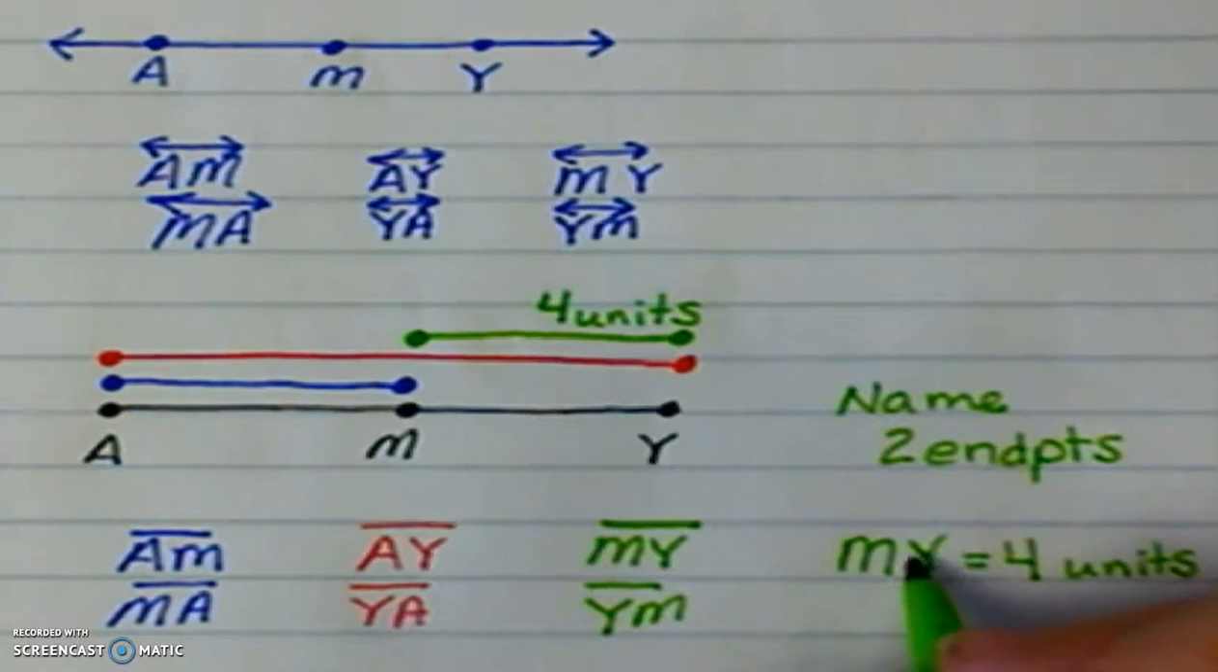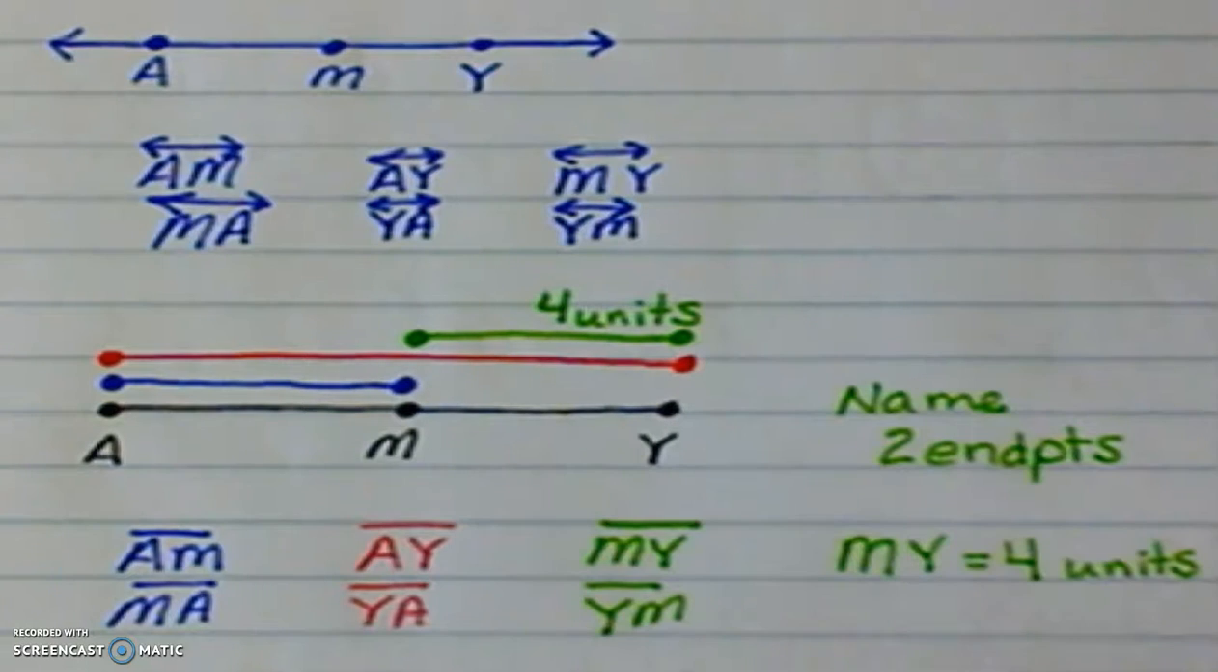Now the bar does not have to be over it, because that means I know I am referring to the measure or the length of that particular segment. And that's what we want to get into next. We want to be able to figure out what is the length of a segment given other pieces of segments. So let's look at an example.